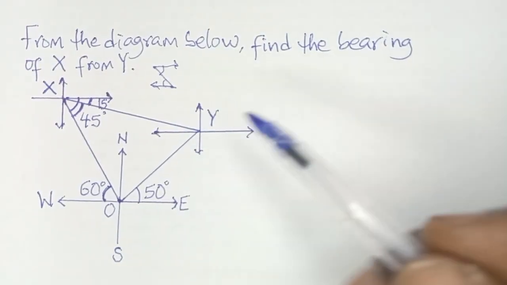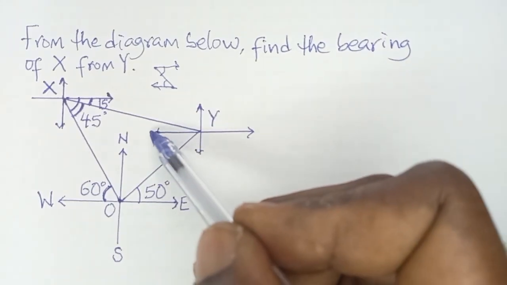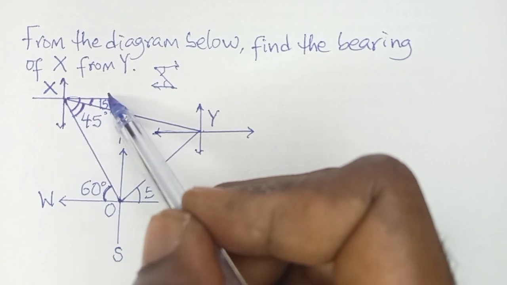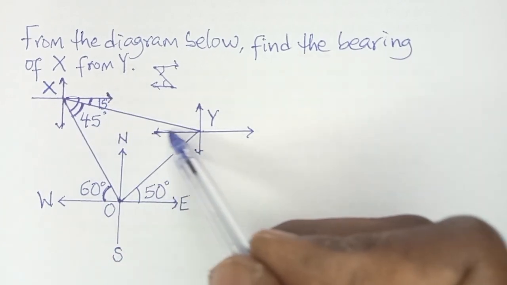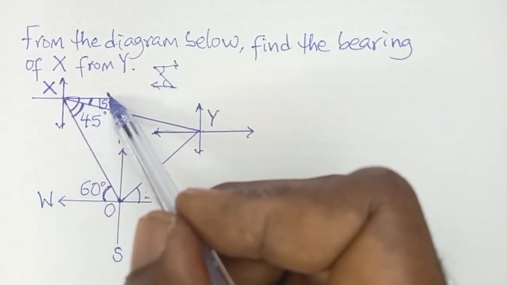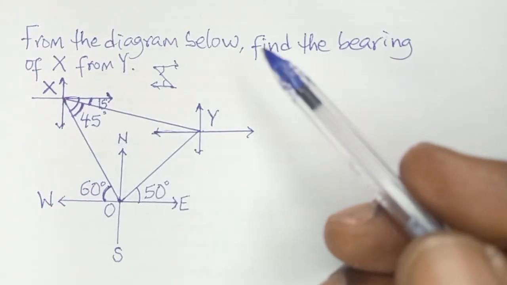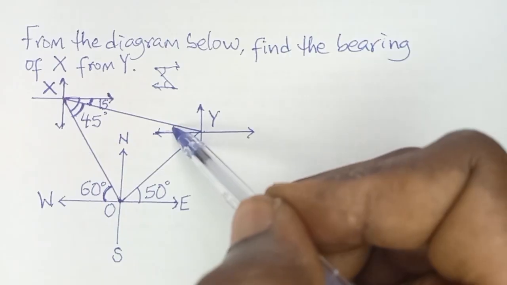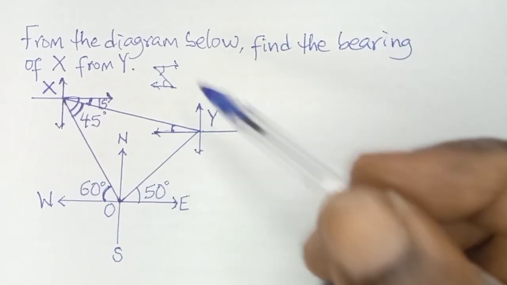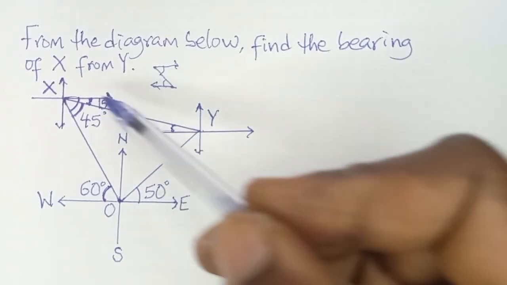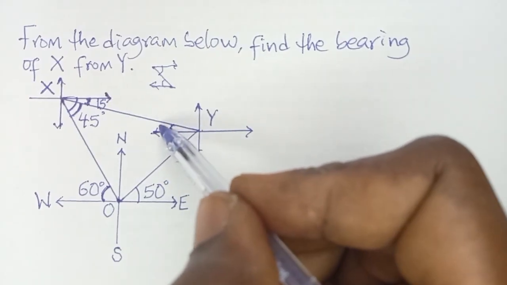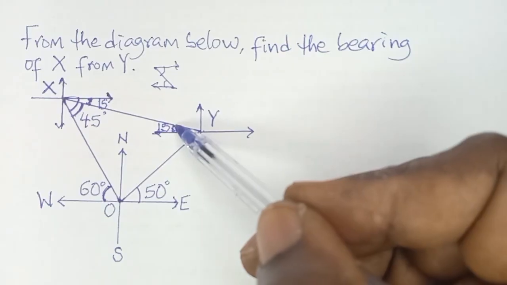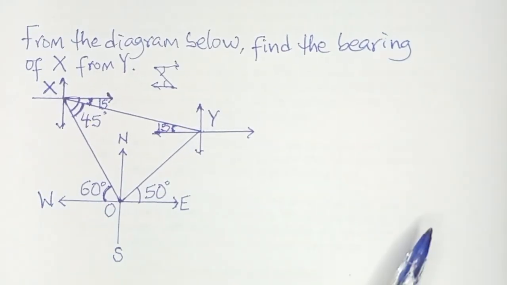So now let's come back to this line. This line is also parallel to this line, so you can also see a Z angle there. If this is 15, then this angle here will also be 15, because they are both alternate angles as well. So this angle is also 15 degrees. Hope you are getting it.